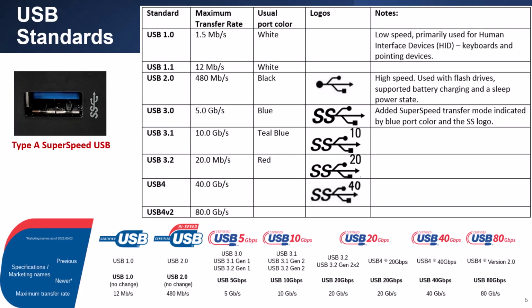This slide shows the various versions of USB. USB 1 was introduced to support human interface devices such as keyboards and pointing devices. USB 2.0 was considered high speed, such as those needed for flash drives. It also supported battery charging and sleep. USB 3.0 was introduced that supported super speed transfers of 5 gigabits per second, which was identified by the SS logo in blue port color. Faster versions were introduced after that, supporting up to 80 gigabits per second.